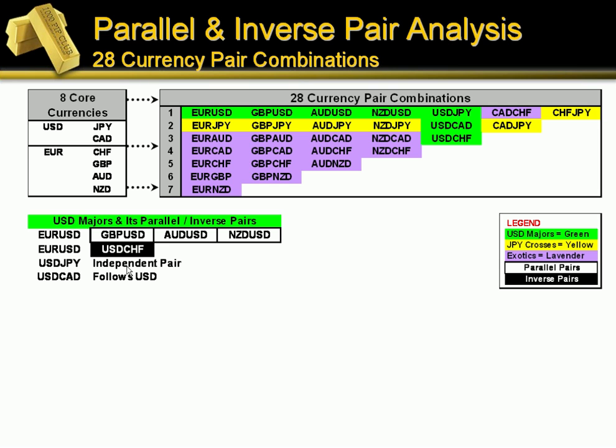For the purpose of the basic, all you need to know is USD Yen does not have any parallel or inverse. It does not. It's an independent pair on its own. It dictates the market.